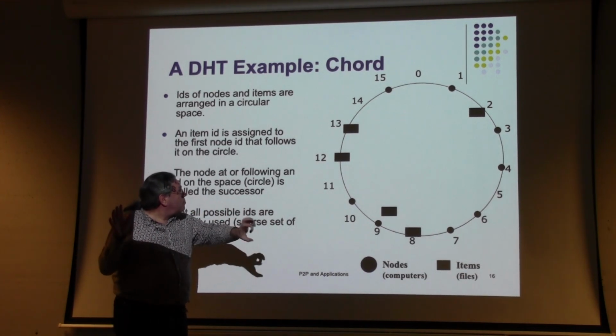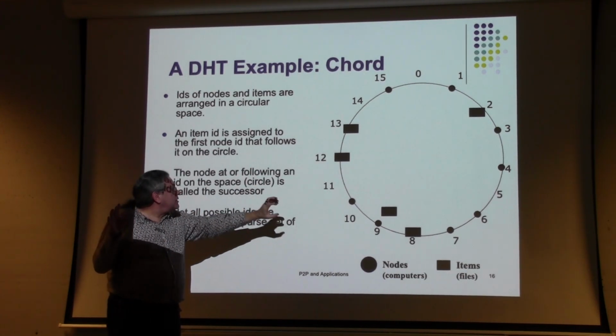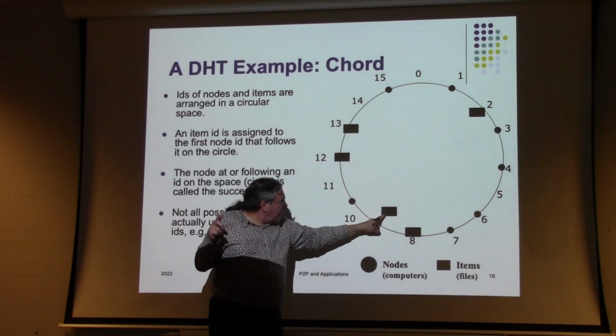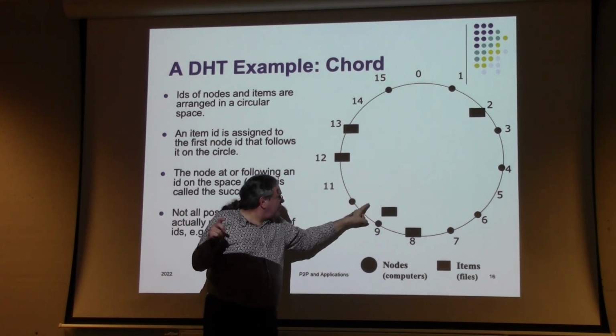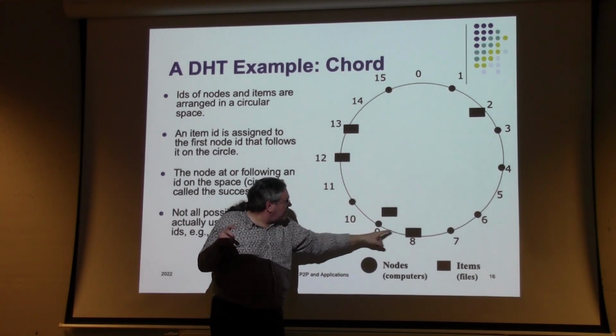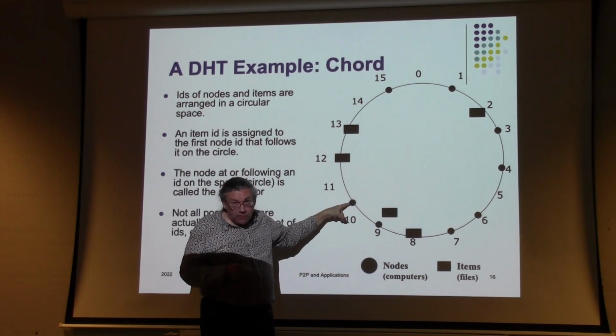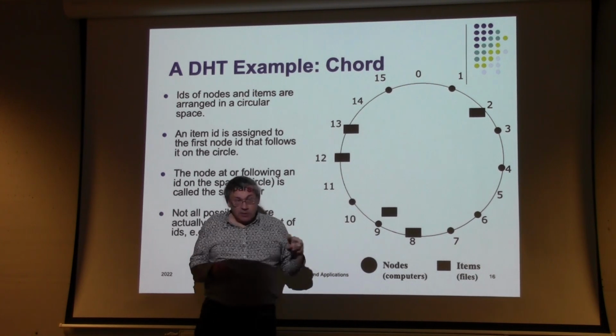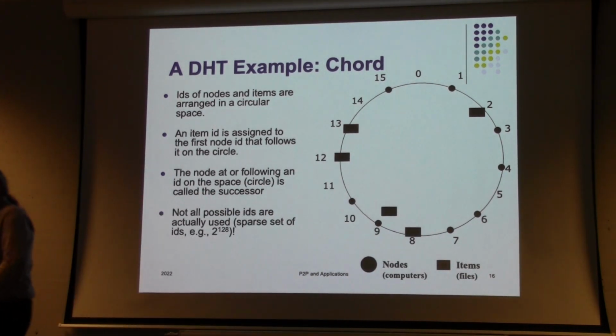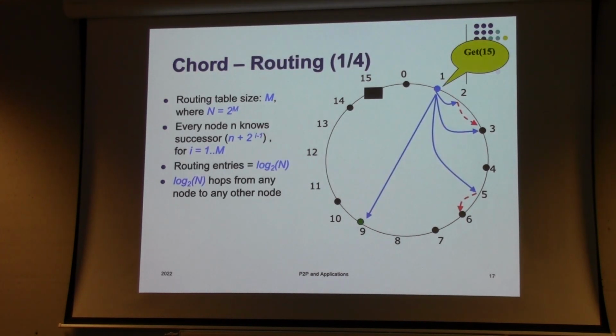The way the mapping works is that each item is stored on the node that comes next. So this one's stored at 9. This one, the 8, is stored at 9. There's nothing stored at 10. See how it works out? So this is how Chord maps the items to the nodes. And now I'll show you how the routing works.